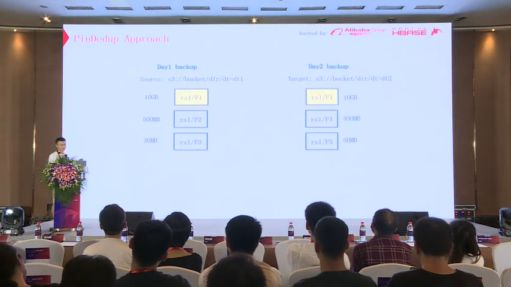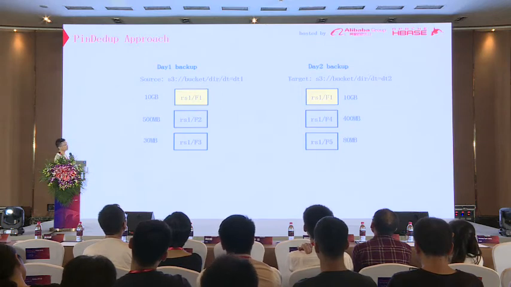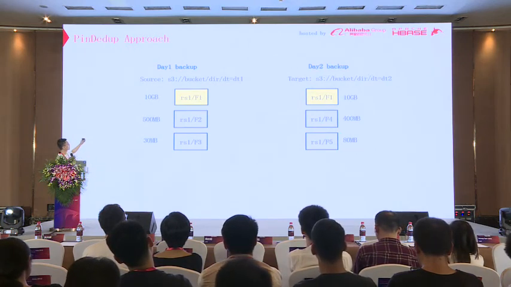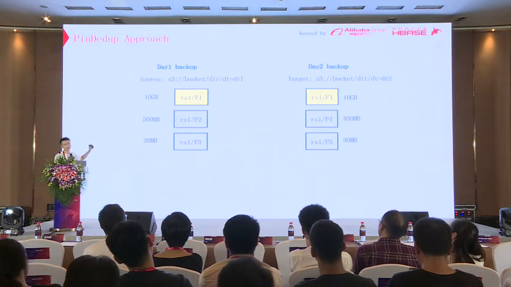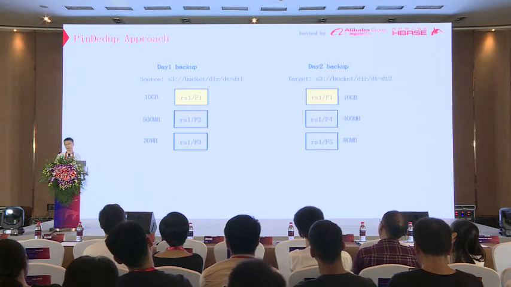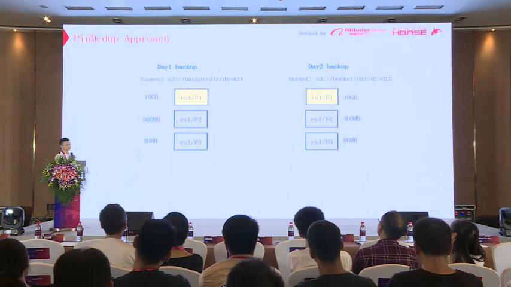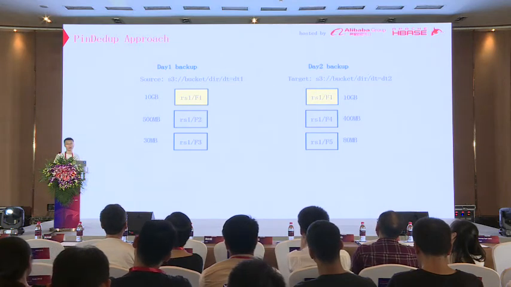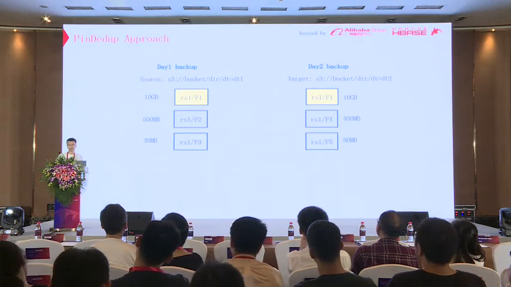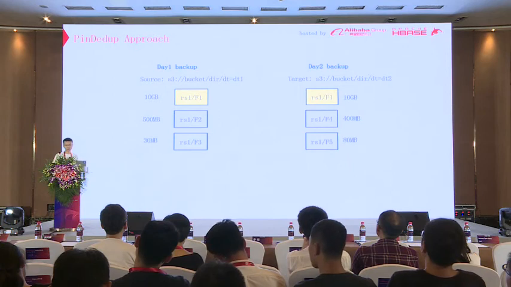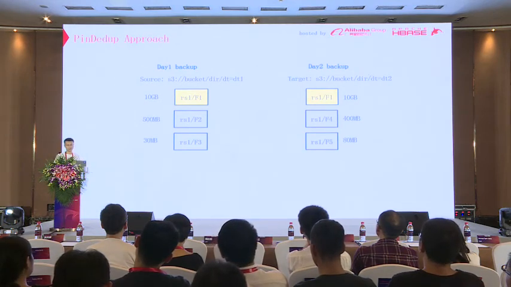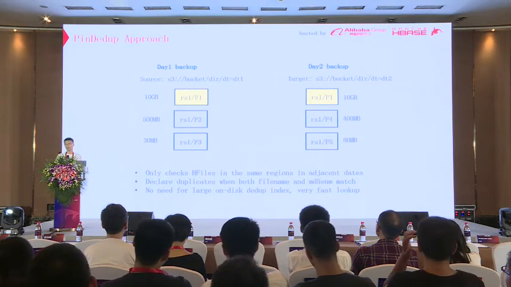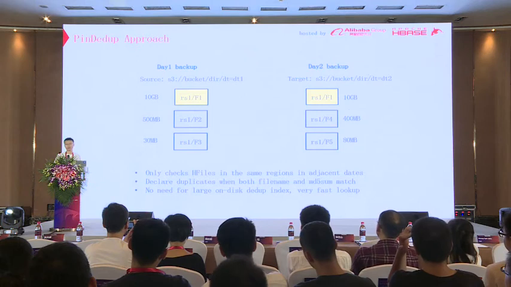So this graph is giving a more detailed insight into how PinDedupe actually does it. It takes two inputs. The first input is the backup date and the S3 path to the previous backup, and the second parameter is the S3 path to the current backup. It groups these files by regions. It only checks for duplicate files within regions, assuming that files will not move around across regions, which is true in most cases. So it traverses the directory hierarchy and determines for each region which files are duplicates. And we only claim the files to be duplicates if the file names are the same and the file checksums match.